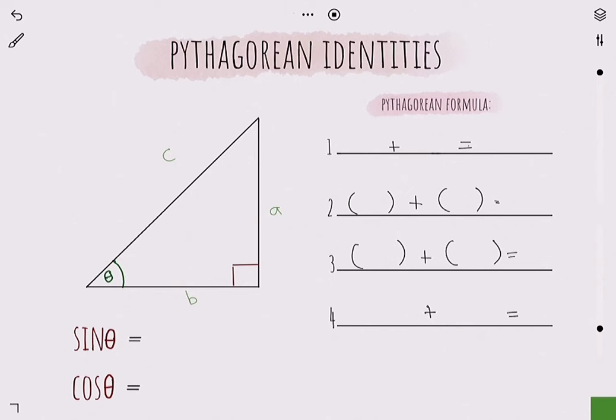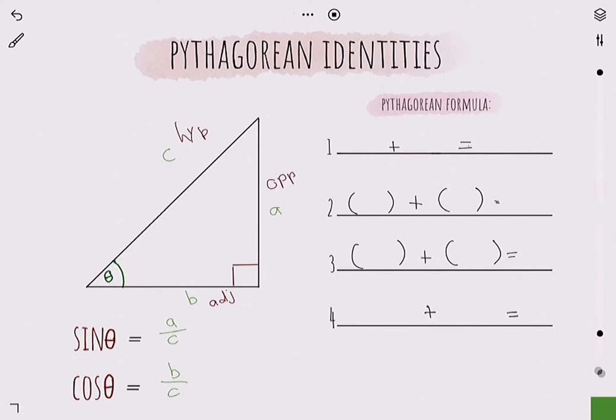So we know that sine is opposite over hypotenuse and cosine is adjacent over hypotenuse. But now where are these in the triangle? We know that the opposite is the opposite side of the angle theta, so it's going to be here. And the hypotenuse is the longest side in the triangle. So this is the hypotenuse, and this is the adjacent. So sine is A over C, and cosine is B over C.